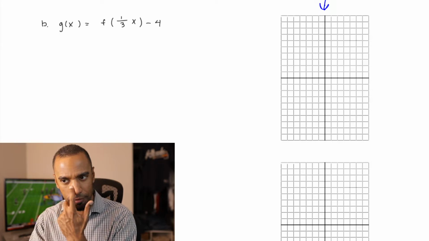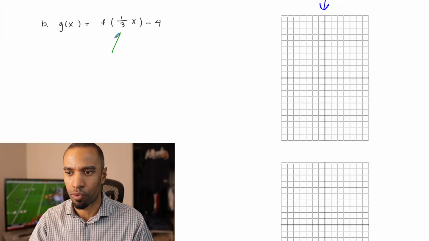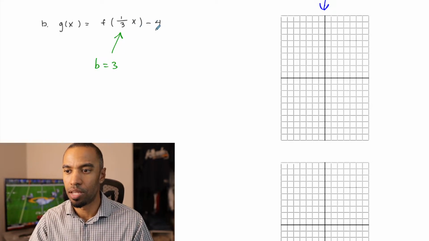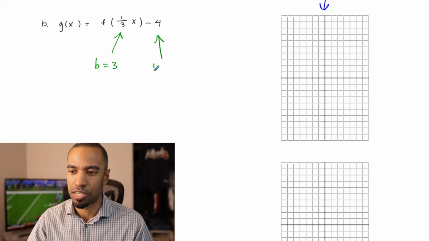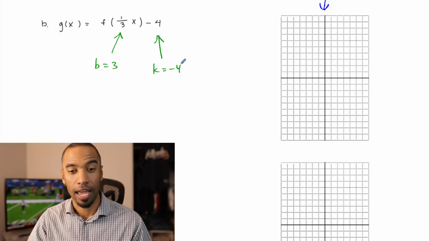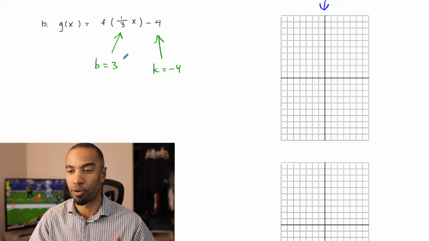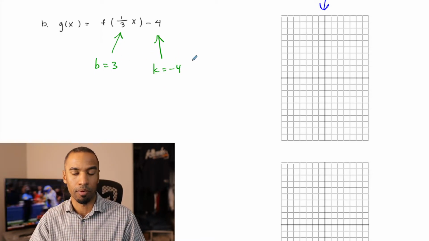G of x equals f of 1/3 x minus 4. The 1/3 means your b is 3. Remember, it's 1 over b, so b is 3. Minus 4 means k is negative 4. And again, I am doing this as if you've seen it before, so I'm getting these things out so I know what I'm going to do with them.